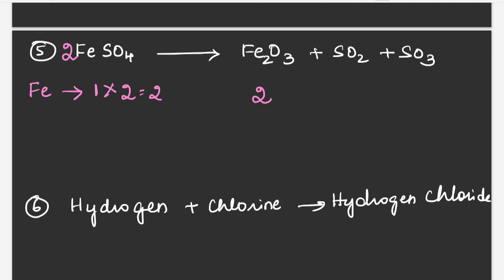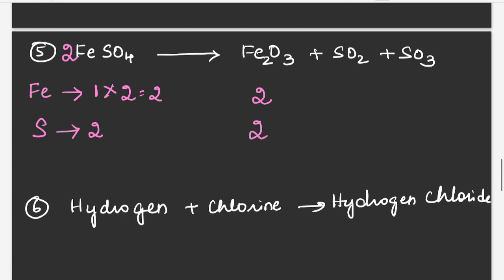Next I have to balance sulfur. Sulfur is the non-metal. How many sulfur atoms are there? This 2 is for all the atoms. So 2 is for iron, 2 is for sulfur, 2 is for oxygen as well. So 2 sulfur atoms are present. Therefore I'll be writing sulfur 2. On the other side you check how many sulfur atoms are present. Let us check: 1 sulfur plus 1 sulfur. So totally there are 2 sulfur atoms. So I'll write here 2. You can see both sides are balanced.